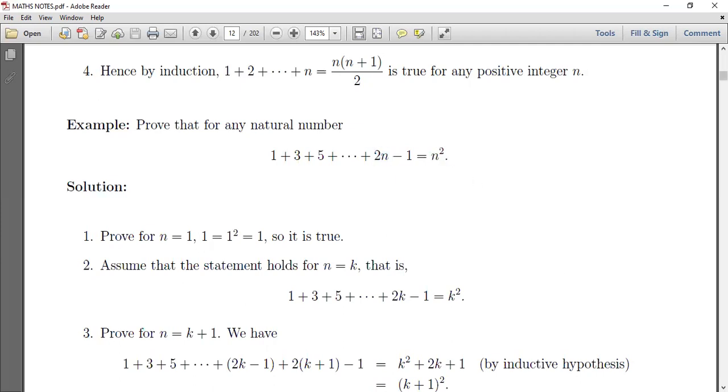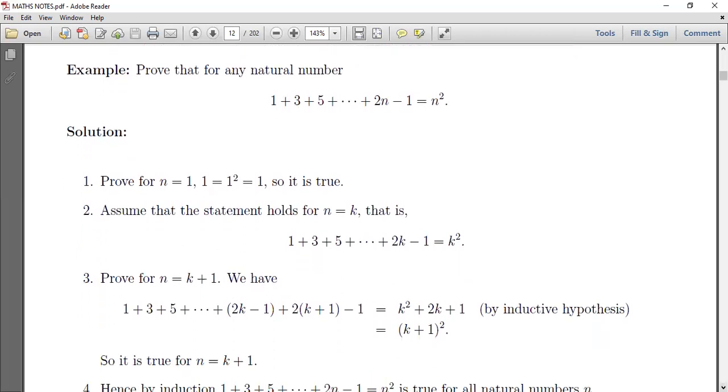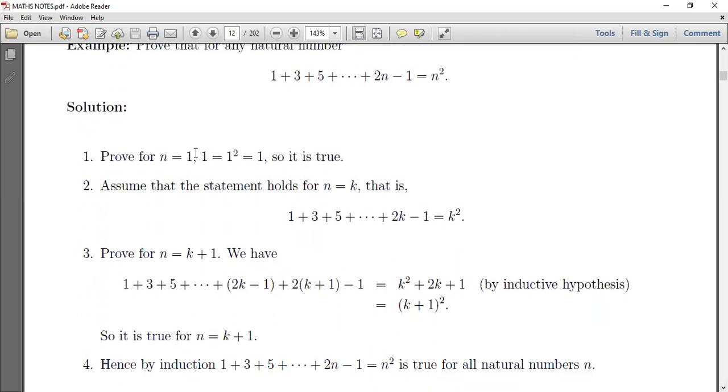Like the proof that I just explained above, we have to show that it is true for n equal to 1. So when n equal to 1, the left hand side becomes 1, because if I put 1 there, I'll get 2 minus 1, which is 1. So 1 is equal to 1 squared, which is also equal to 1. So it is true for n equal to 1. Then I assume that the statement holds for n equal to k, which is the same statement, just substituting n by k.